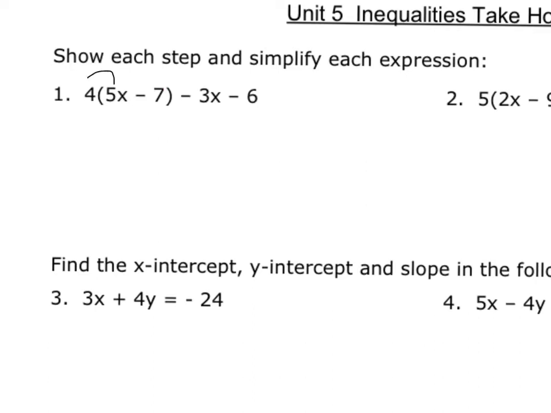So 4 times 5 is 20 x's. 4 times negative 7 is negative 28. And then minus 3x minus 6. Okay? And we will combine like terms. So we will add the x's together, and we will add the whole numbers together. Okay, so we have 20 x's here and negative 3x's here. So together, that gives me 17 x's.